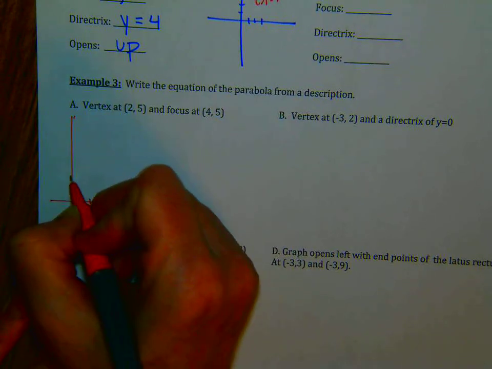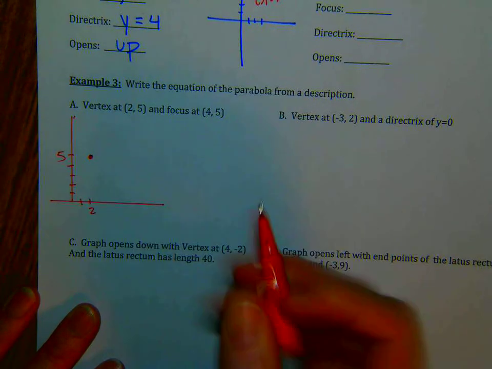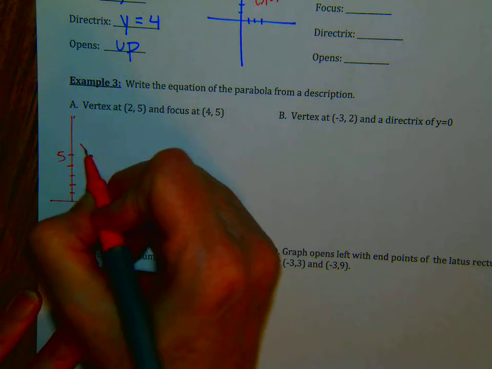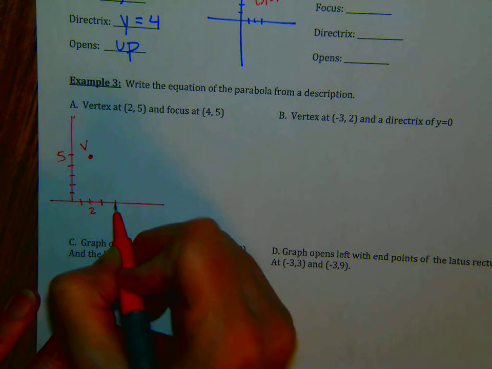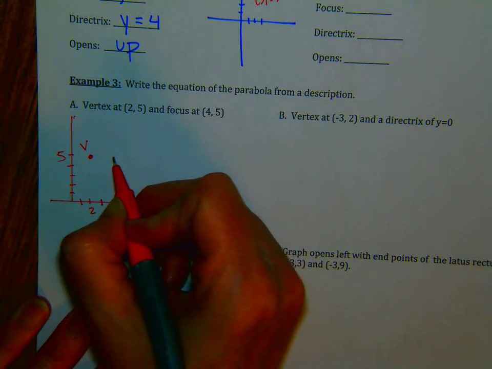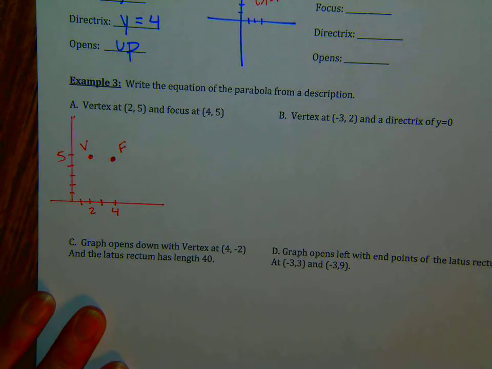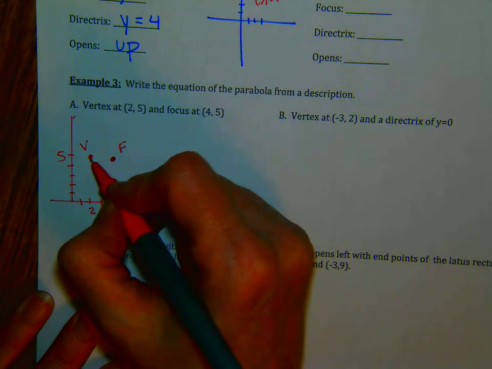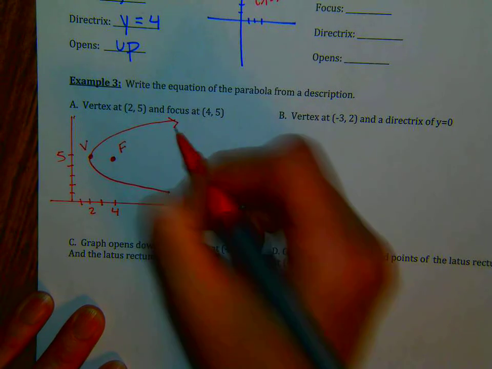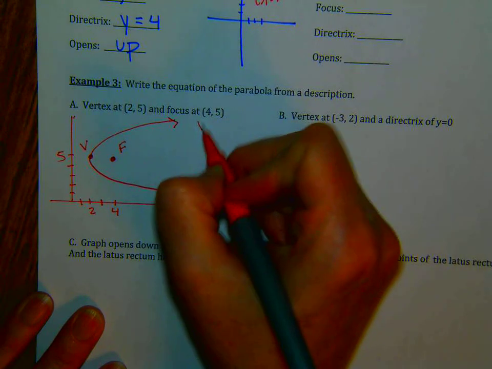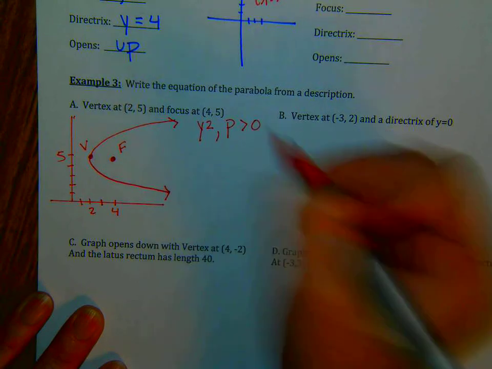1, 2, 3, 4, 5. Vertex. Draw the focus. That's my vertex. My focus is this way. 4, 3, 4, 5. So this is my focus. I have learned a lot just by drawing those 2 points. What do I know? Well, I know that I must have a parabola that opens to the right. If I have a parabola that opens to the right, what do I know? Well, I know that y is squared, and because it opens to the right, p is greater than 0.